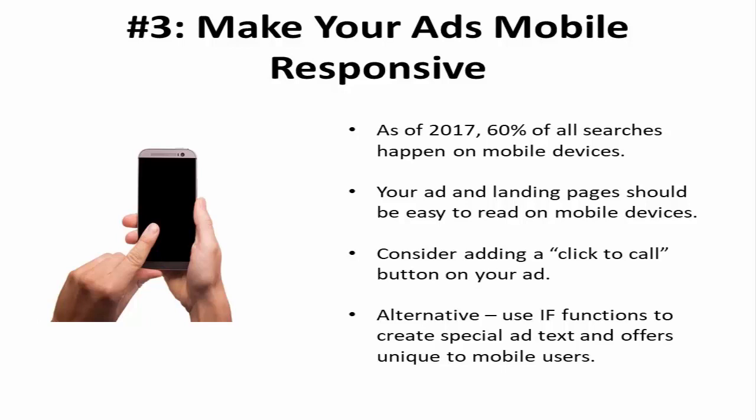Number 3. Make your ads mobile responsive. As of 2017, 60% of all searches happen on mobile devices. That means that you can't afford to run a PPC ad that's not mobile responsive. In addition to making sure that your ad and landing page are easy to read on mobile devices, you may also want to consider adding a click-to-call button on your ad. Another alternative is to use IF functions to create special ad text and offers unique to mobile users.